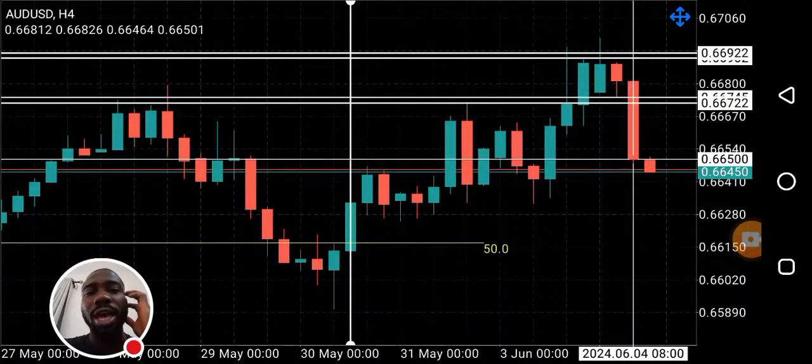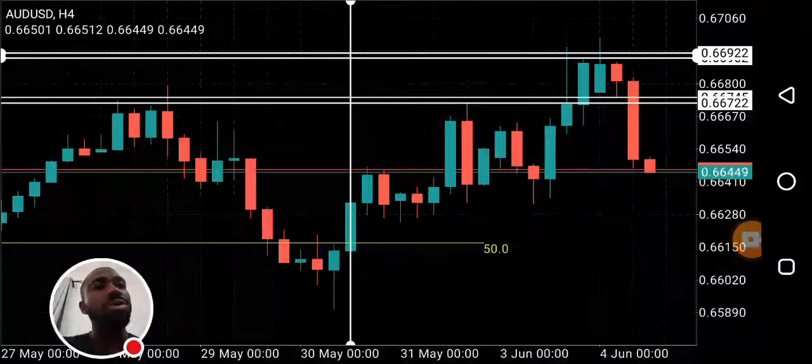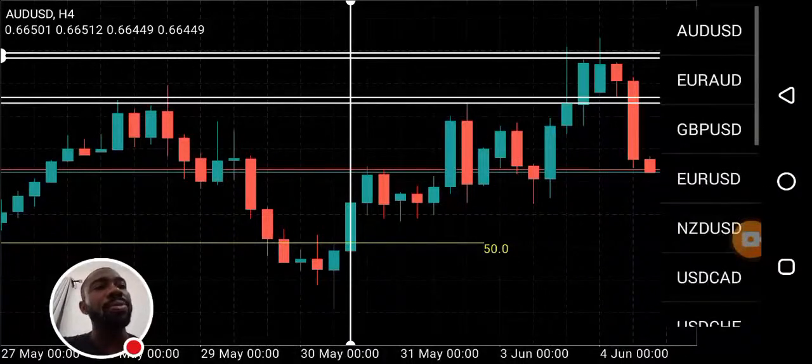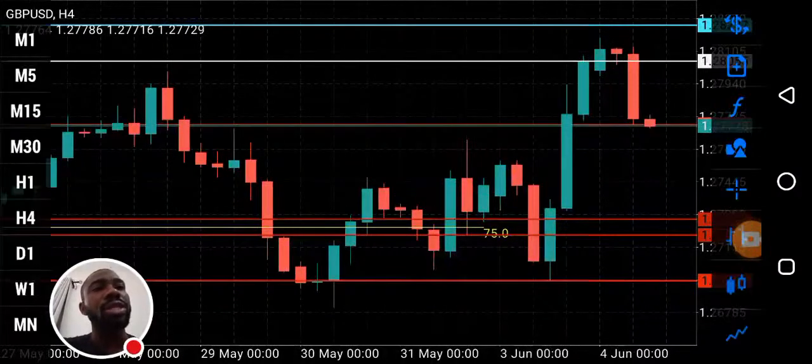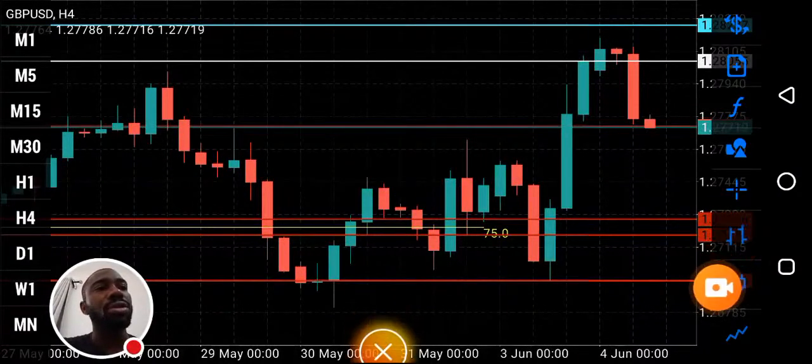Even this week, I'm expecting a bearish move on AUD USD. Technically, AUD USD is bearish, and that's because the dollar is strong. If you check the DXY chart, you would confirm that the dollar is bullish at the moment. So expect a bearish move on AUD USD. Let's see GU. GU also should be bearish. So you can see GU is bearish also.